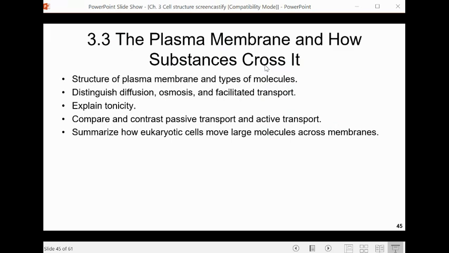So when we're thinking about how things cross the plasma membrane, we need to be thinking about the structure of the membrane, using diffusion, osmosis, and facilitated transport, all passive. And then we can think about the tonicity or the concentration gradients that things are going to move across. Then we have passive and active transport, and then endo and exocytosis.